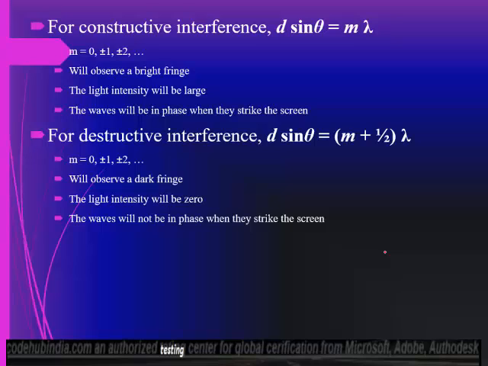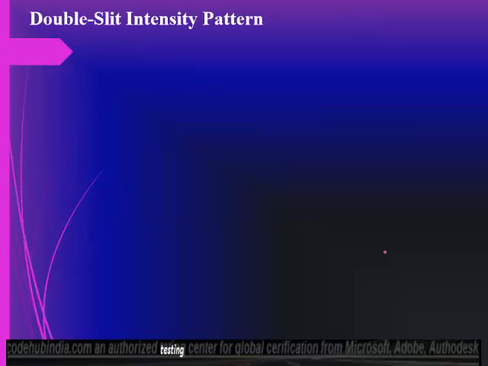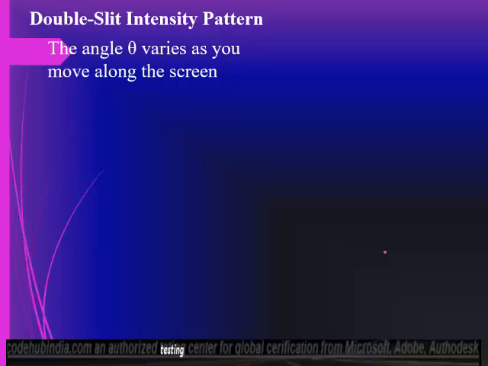The first is 0, second is 1, and third is like that, m. And the waves will not be in phase when they strike this. Double slit intensity pattern: the angle theta is what makes the position of the intensity line move along this space.